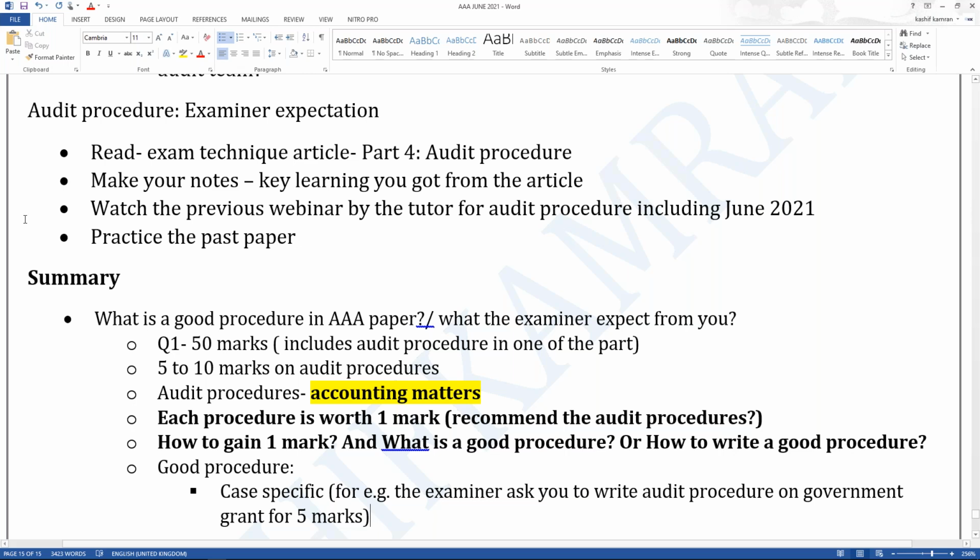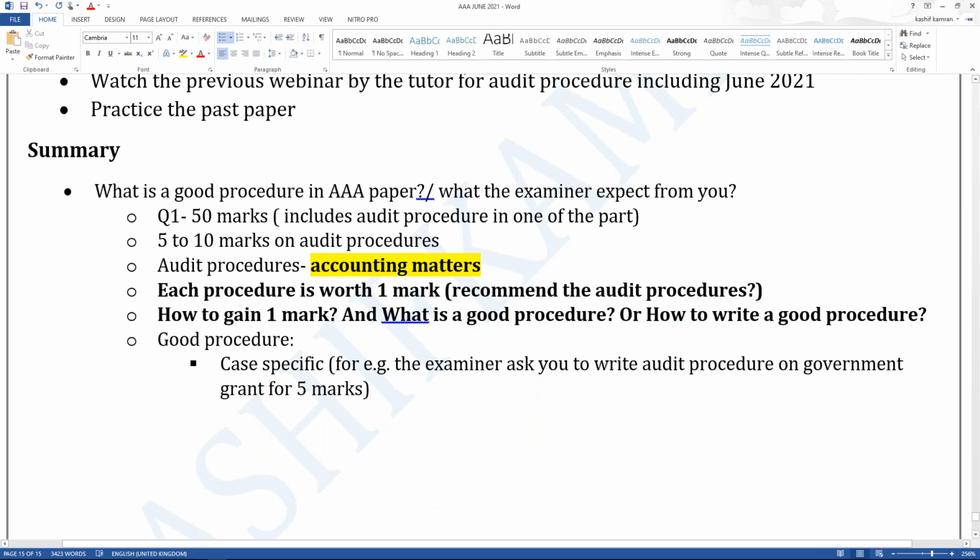The good thing is that when you go to the exam hall, you will get a case study, question number 1. And in the case study, when the examiner is asking you to write an audit procedure, that audit procedure is on the government grant. So what will be there in the exam paper? There will be a paragraph on government grant in the case you are reading.